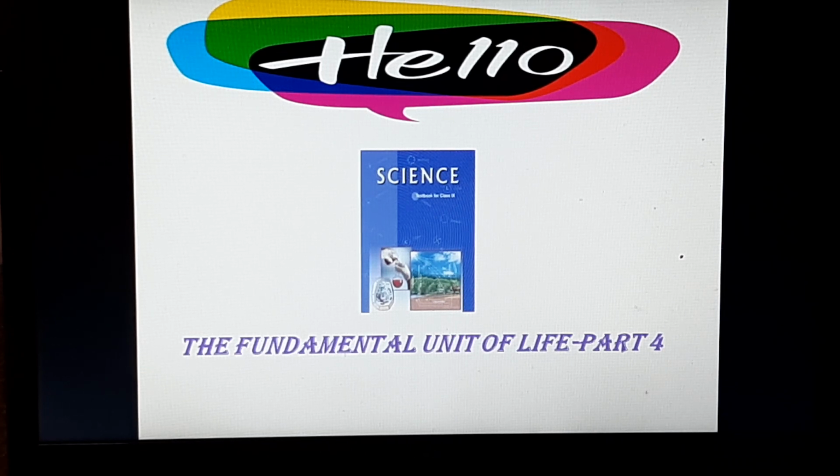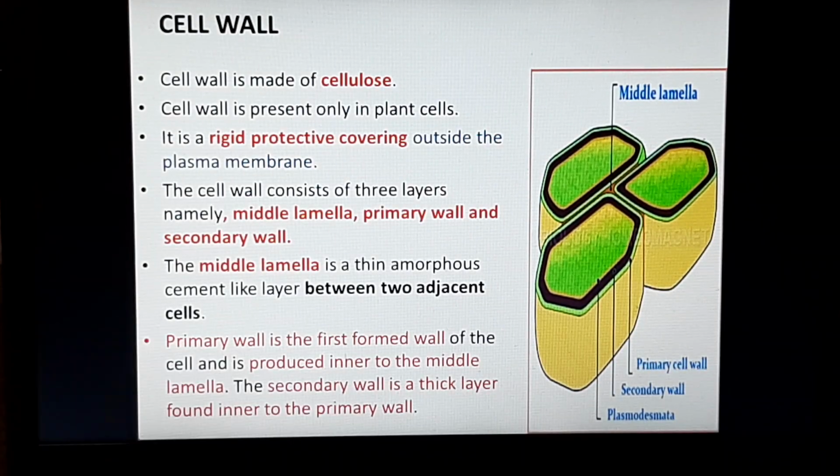So first of all, when we want to discuss the plant cell, the outermost layer of the plant cell is the cell wall. It is a structure that is only present in plant cells, bacterial cells and fungi. Cell wall is totally absent in animals. The cell wall is made up of cellulose. This cell wall provides a rigid protective covering. The cell wall is always outside the plasma membrane.